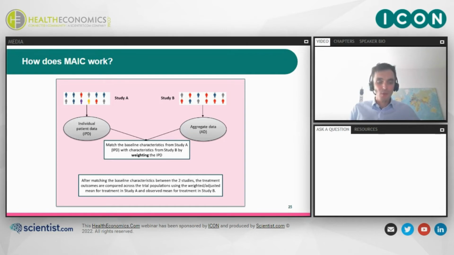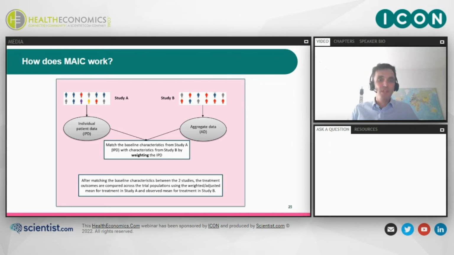So before I go into the details of the method, I would like to summarize in a visual way the key idea behind MAICs. And this idea is that you match the baseline characteristics from your study A, where you have patient level data, and you reweight them so that in the end they match on average the baseline characteristics from study B, where you only have aggregate published data.